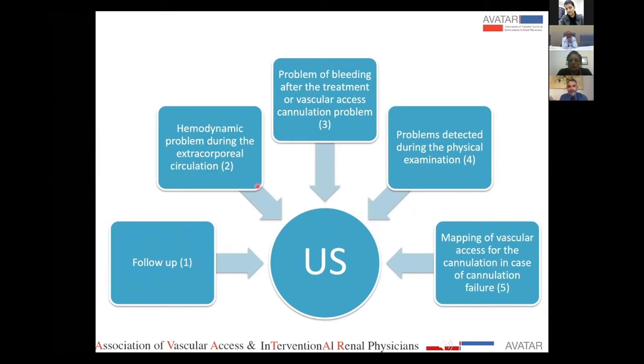We can introduce the ultrasound when we have a hemodynamic problem during extracorporeal circulation. We can also use the ultrasound when we identify a bleeding problem after the treatment or during the vascular access cannulation. We can also use ultrasound for problems detected during the physical examination provided by the nurse. And finally, we have to use the ultrasound to map the vascular access in case of cannulation problem or cannulation failure.